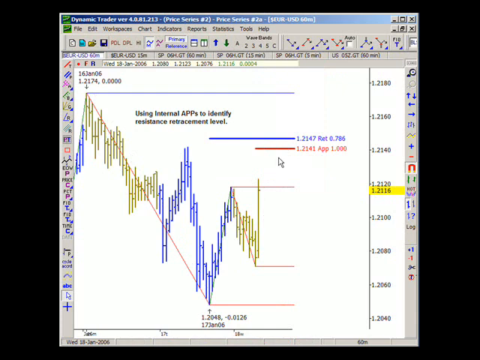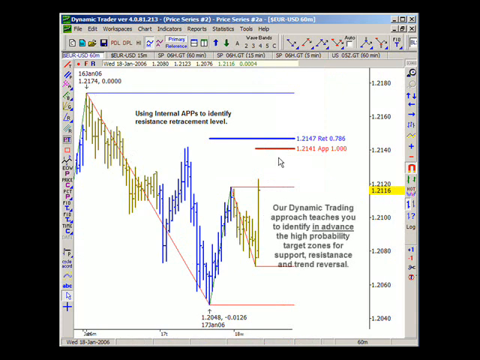So we know that in advance, and of course that's the beauty of everything we teach in dynamic trading strategies, is we identify in advance support and resistance levels where we're likely to have trend reversal.